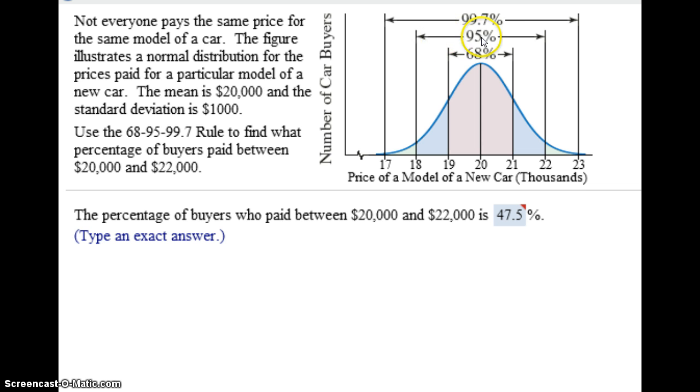So we're looking at half of the 95% of people, and half of that is 47.5. So you can think 47.5% of people pay between 18 and 20, and another 47.5% of people pay between 20 and 22. Altogether, that equals 95.